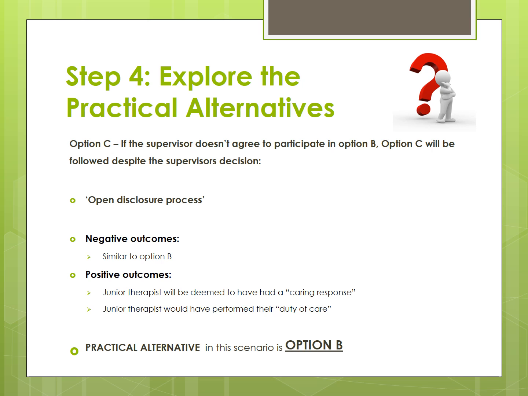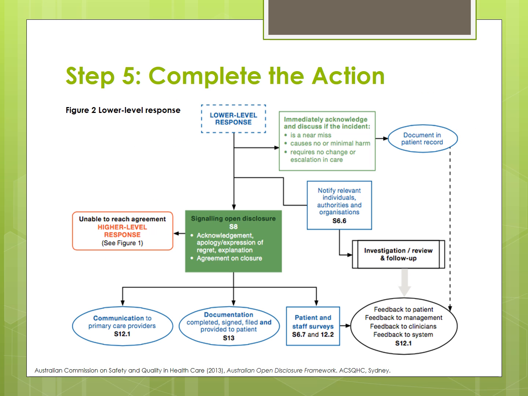Option C. If the supervisor doesn't agree to participate in option B, option C will be followed despite the supervisor's decision. Option C is to follow an open disclosure process by going over the head of the supervisor. For our scenario, the most practical alternative to follow is option B. The correct course of action is the use of open disclosure as displayed on the following flowchart.